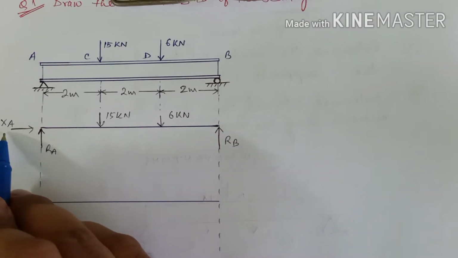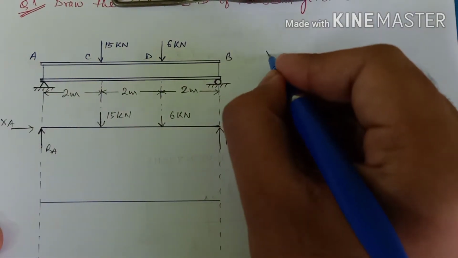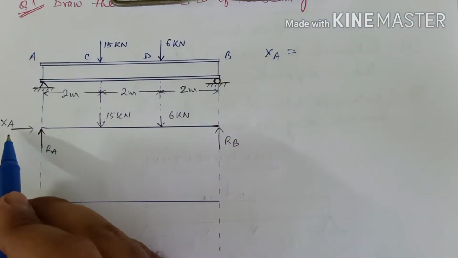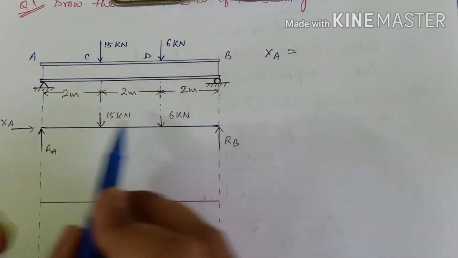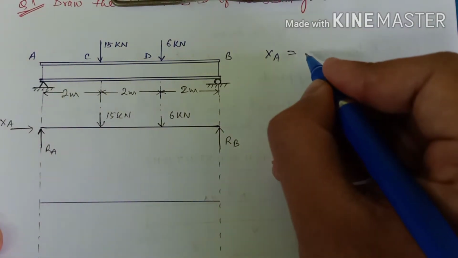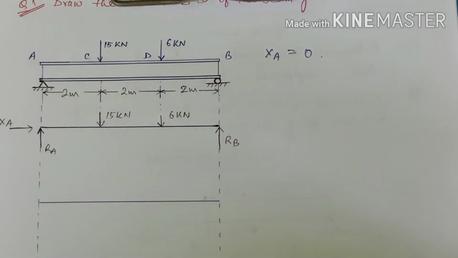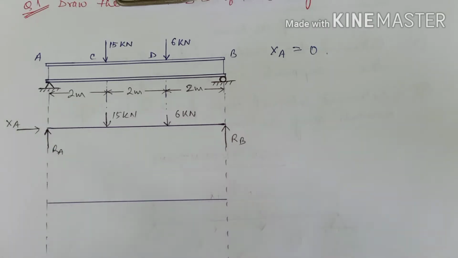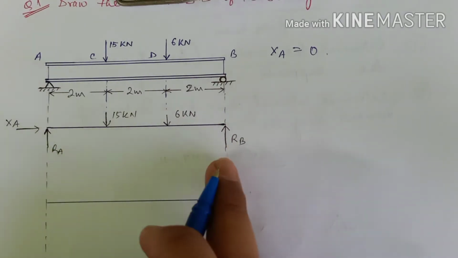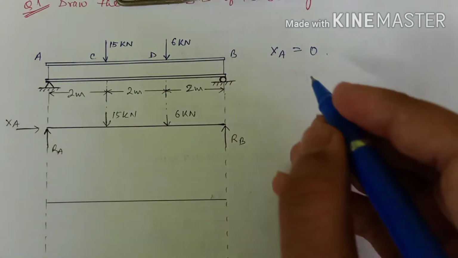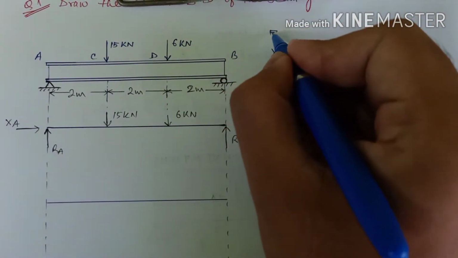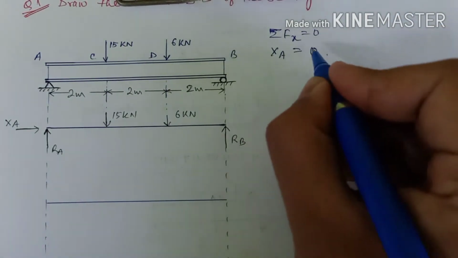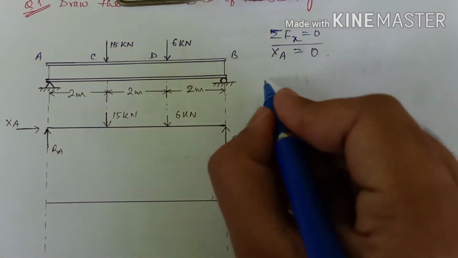Firstly, let us consider XA. There is no other force to counter this XA, there is no other force in the horizontal direction, so the value of XA will be 0, and we need not write this. Then these are the vertical forces which are acting. So this is the summation of F in the horizontal direction equals 0.